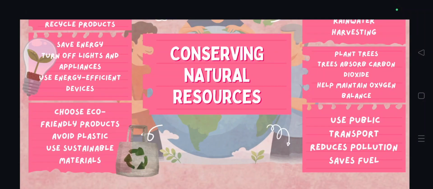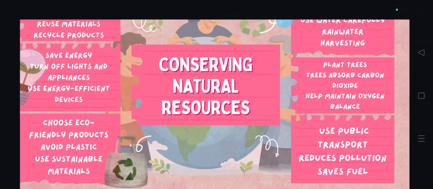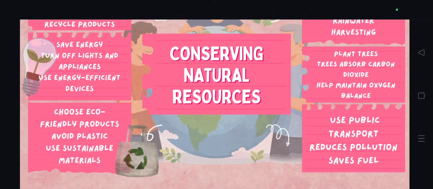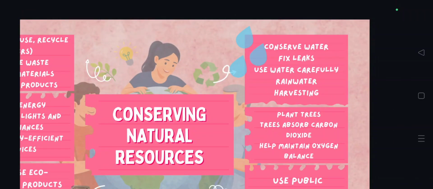Choosing eco-friendly products, avoiding plastic and using sustainable materials, avoiding single-use plastic. Conserve water, fix leaks, use water carefully.